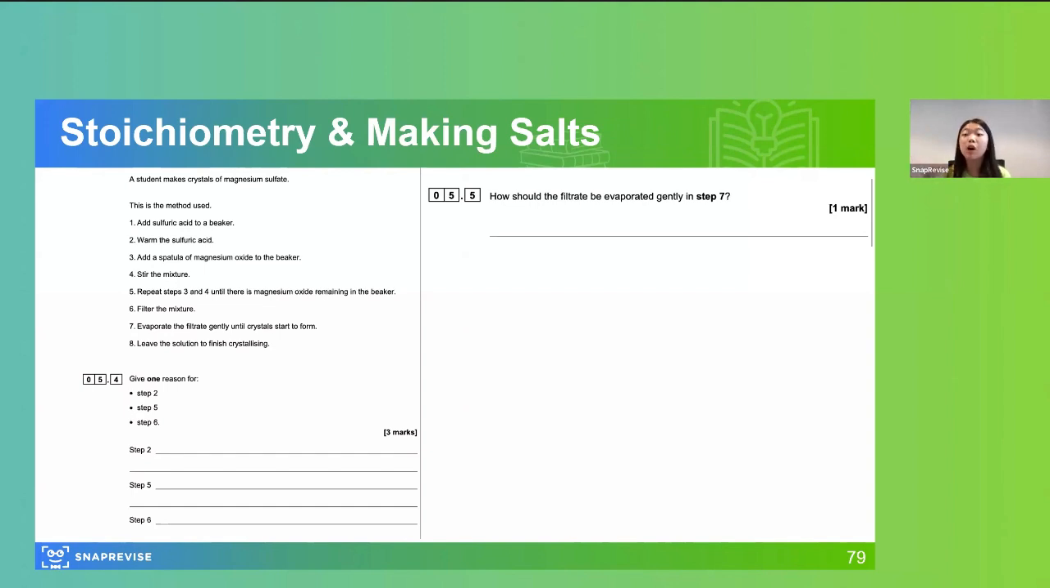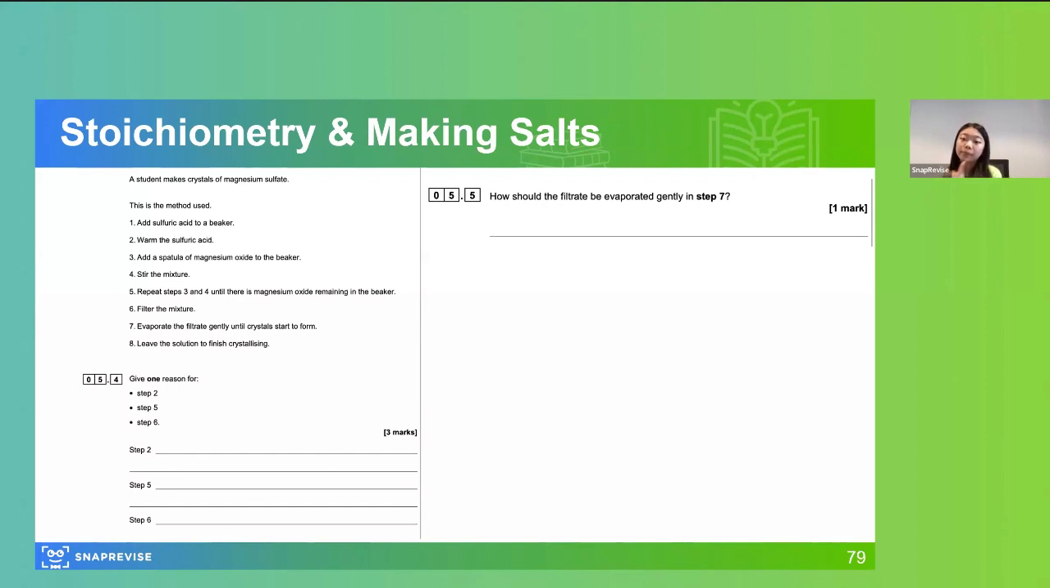Why are we doing this? To make sure all the acid has reacted. Step 6, why are we filtering the mixture? To remove any excess. And I've said before, if you're doing this in an actual exam paper, you have to specify what solid they are telling you. So instead of saying to filter the solids, you have to say remove and filter the excess, in this case magnesium oxide. Remove any excess of magnesium oxide. That is the solid you have to write to make sure you get the full marks.